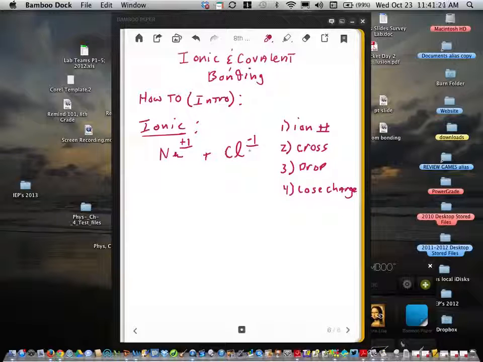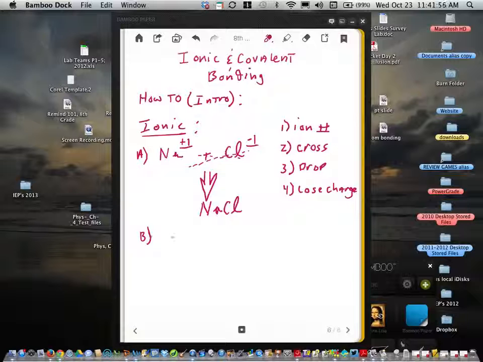So this one is going to come over here. That one's going to go over there. You're going to drop the charge. And pretty basic. Remember that when the numbers are the same, it reduces to ones. So we never write the ones. If those were twos, if it was a +2 and a -2, you'd still have a 1-to-1 ratio. So that's the simplest form of that.